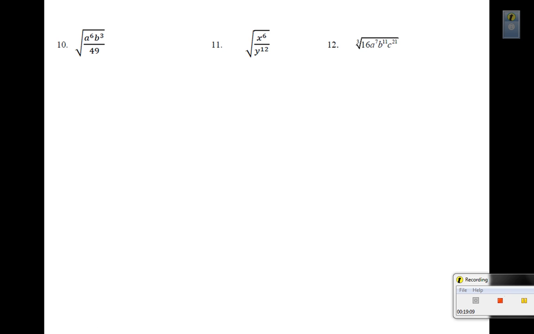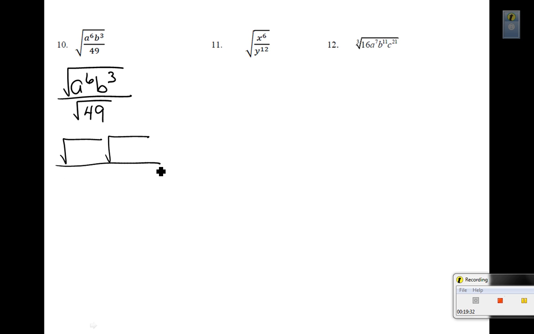Number 10 doesn't reduce nicely. Number 11 does. So I'm going to think of this as a to the 6th, b cubed, over the square root of 49. So I need something I know the square root of times something I don't know the square root of over, I know the square root of 49 though is 7.